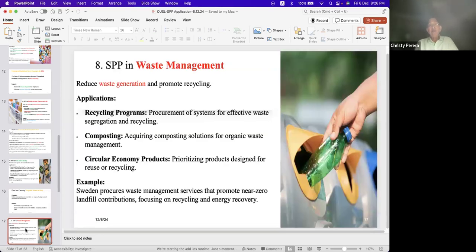Another one, waste management. Reduce waste generation and promote recycling. In some places I saw, in front of some supermarkets, they have boxes where people can put their plastic bottles. In foreign countries, of course, it's very useful, and it's a very common thing that they are using. We also try to do that, but some places have removed those boxes. Whatever the reason, I don't know.